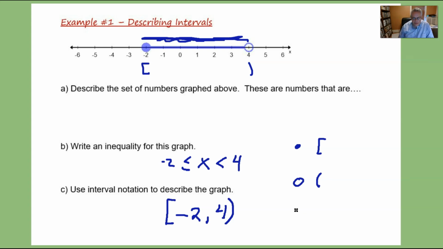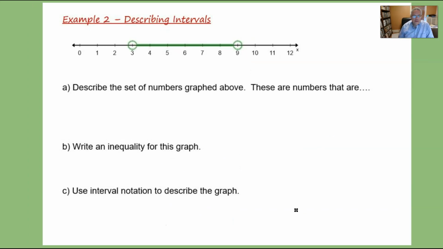Okay, so let's see another example of this. In this problem, we have values that are in between 3 and 9, but they don't include 3 and 9. Another way of saying this is that our numbers are greater than 3 but less than 9. So let's write the inequality. x is greater than 3, but less than 9. Again, notice I go from smaller to larger. 3 is less than our number, is less than 9.